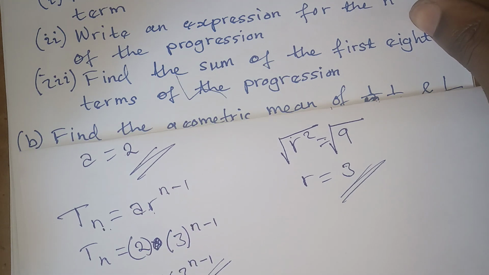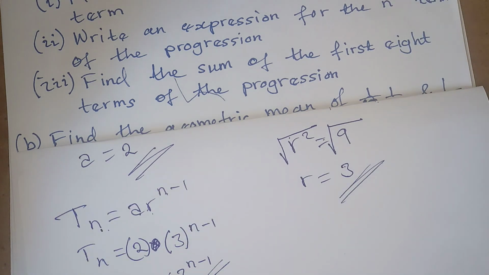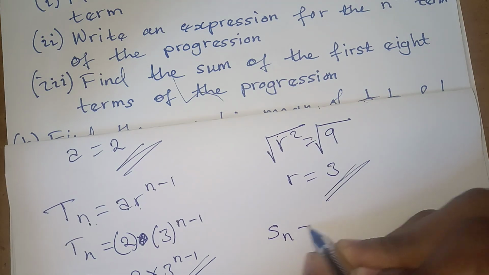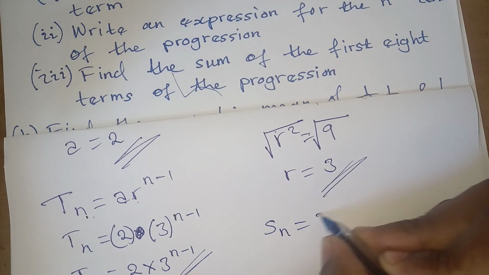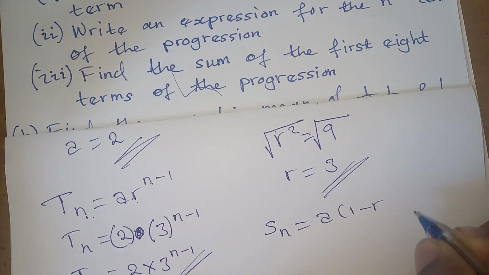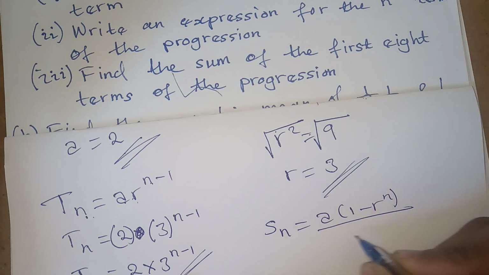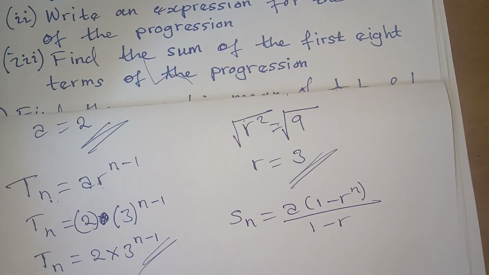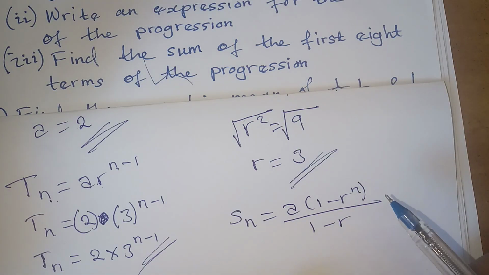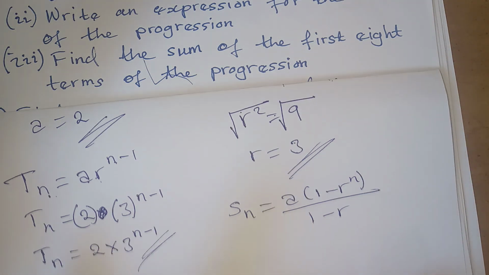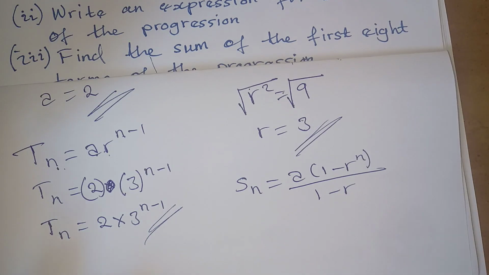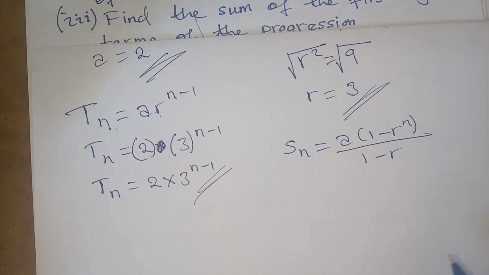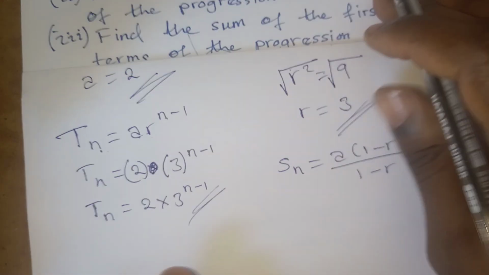And then find the sum of the first 8 terms of the progression. So remember, the sum of the nth term of a GP is given by a times 1 minus r to the power n, everything over 1 minus r. We have another version of this, but I prefer this. In mathematics, they can even specify when to use this and when to use the other one. But at the end of the day, they are equally the same, except that you get to do more work when you interchange the two.